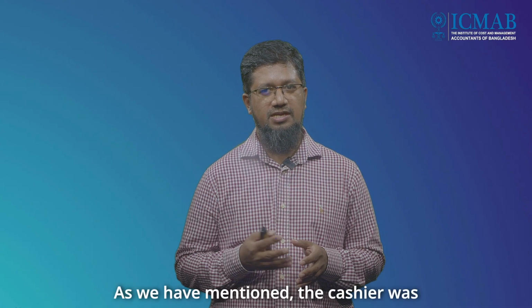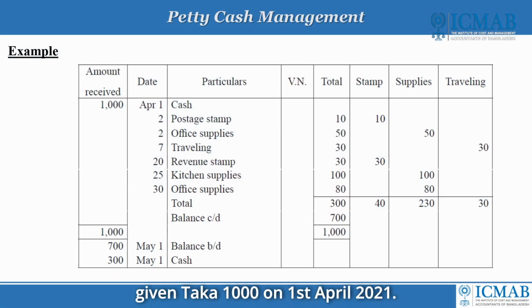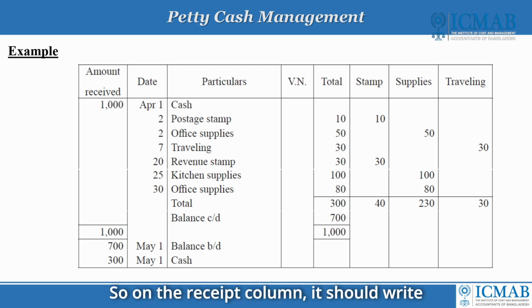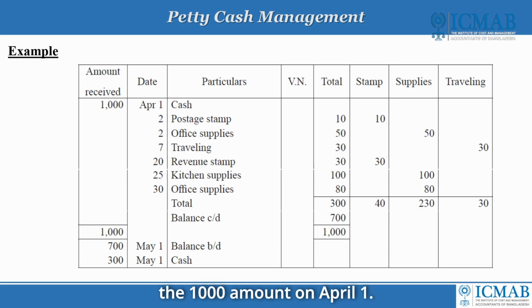As we have mentioned, the cashier was given taka 1000 on 1st April 2021. So in the receipt column, it should write the 1000 amount on April 1. Then it has paid different expenses on different days, and these expenses should be recorded in the total column and then also in the individual columns. In the petty cash book, there might be different columns, for example, the amount received and the total expenditure, and then you can also add some columns for the other expenses.